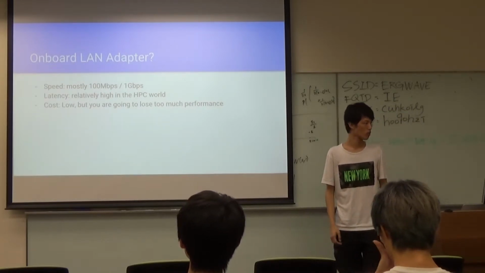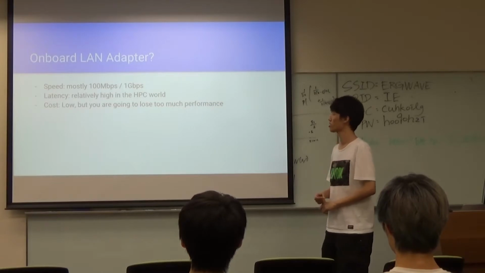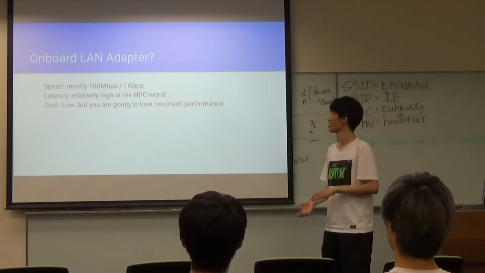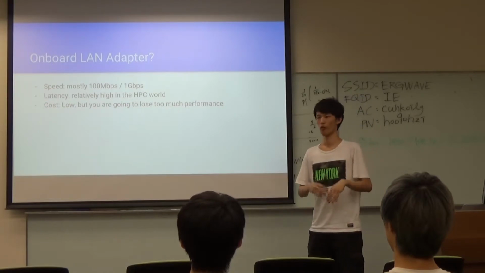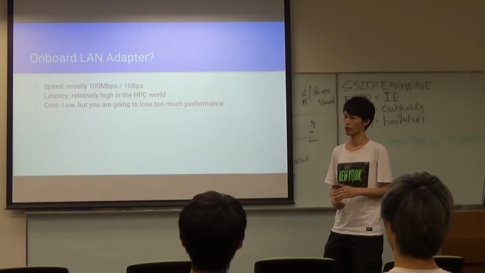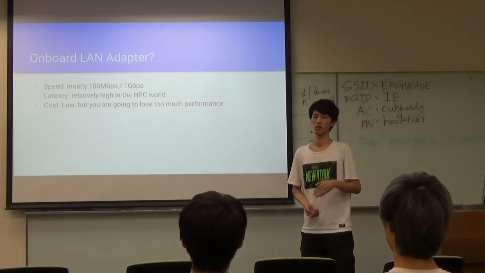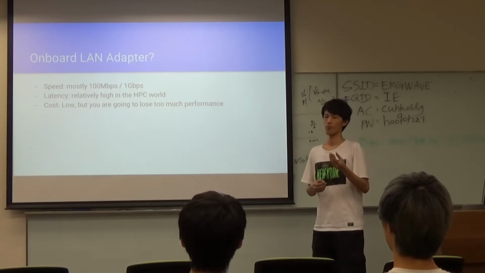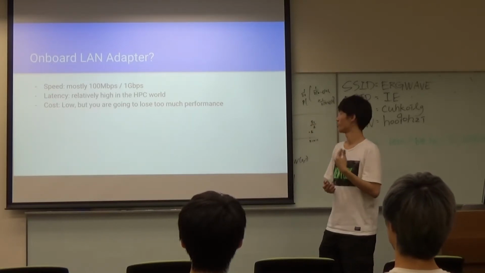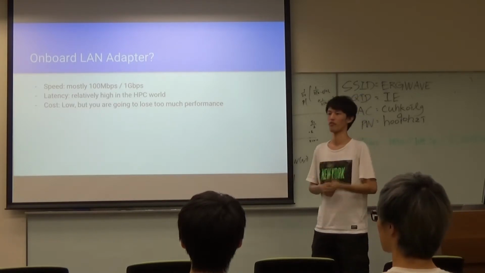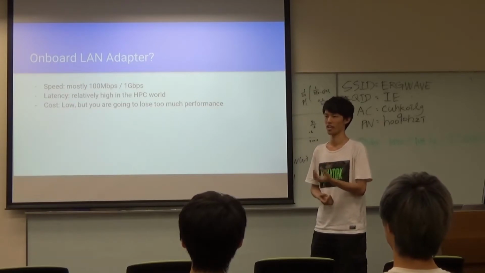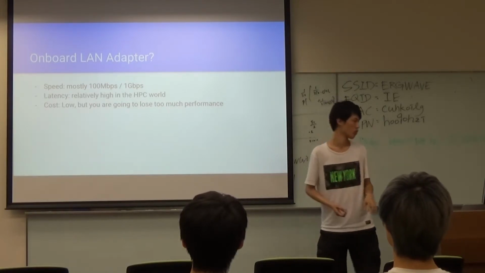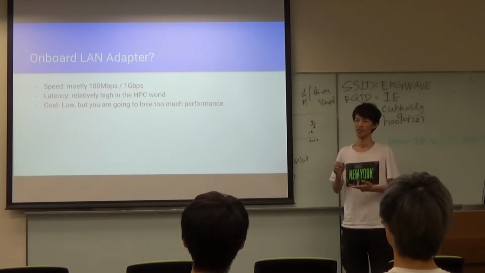So the on-board LAN adapter is one of the choices, but it provides mostly 100 megabit or 1 gigabit per second of speed. That could be acceptable for some mainstream users, but in the HPC world that is not quite fast. Also, for the on-board LAN connector, the latency is quite high. The cost is low, but you're going to lose quite some performance because it is cheap and you only get 1 gigabit. In the HPC world, we're talking about at least more than 10 gigabits per second. So the on-board LAN connector is a low-cost, but performance-losing choice.